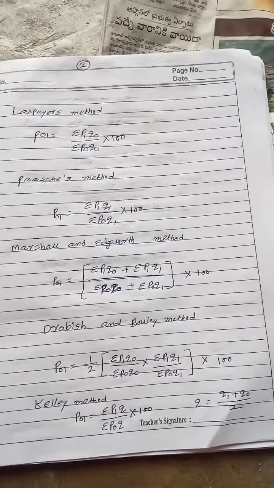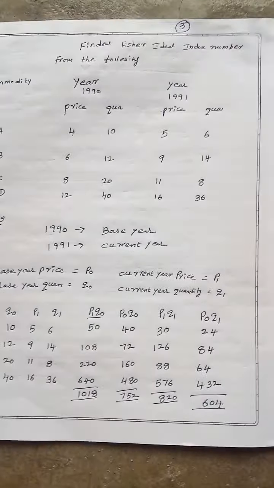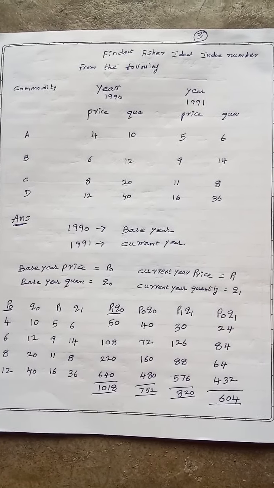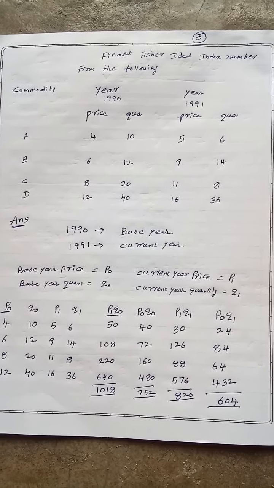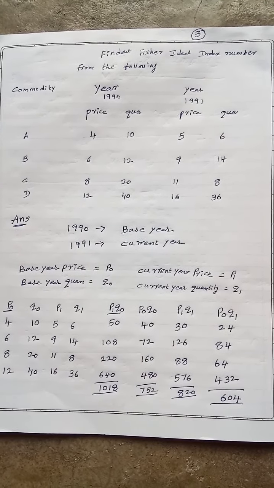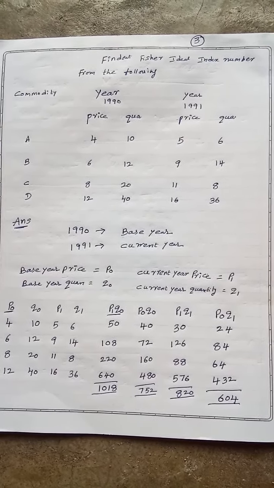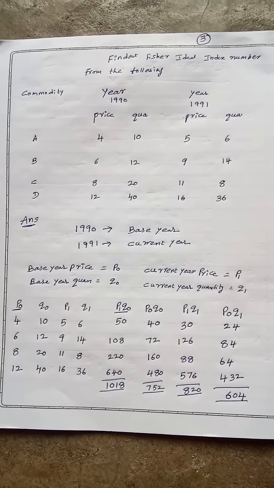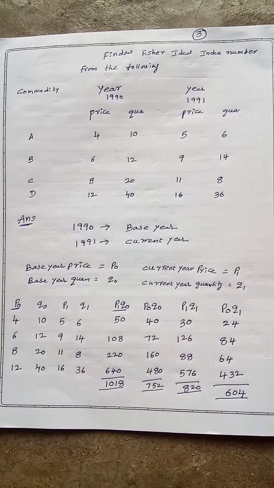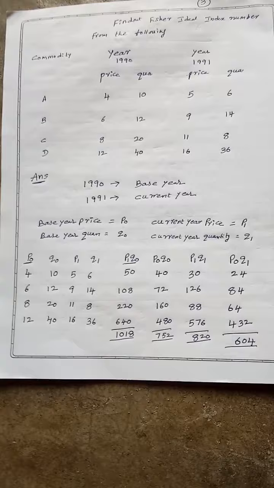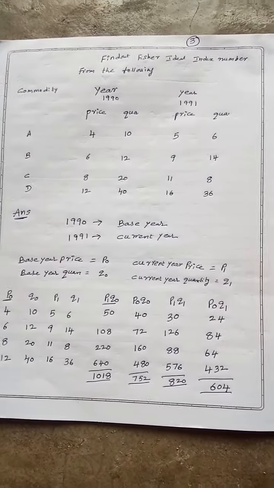Let us see one example problem so that you can understand. It's a very important problem, my dear students. Here the question is: find out the Fisher ideal index number from the following. Only the Fisher ideal index number. Commodities A, B, C, D are given, with 1990 price and quantity, and 1991 price and quantity also given. Use the pause button to copy the question. It's a very important question.